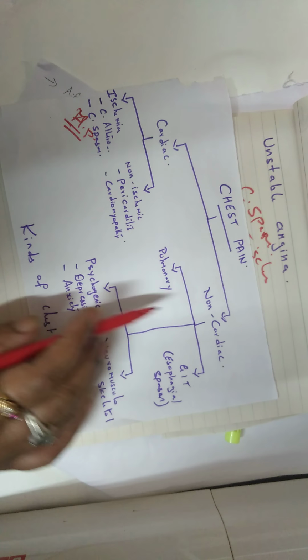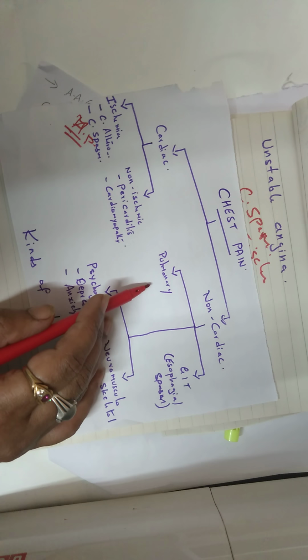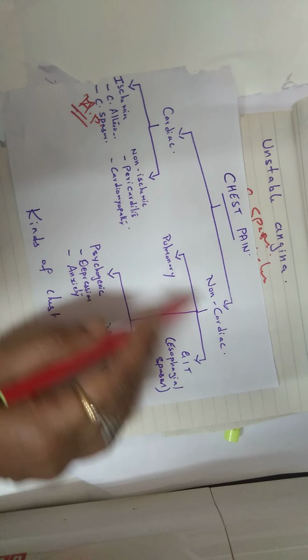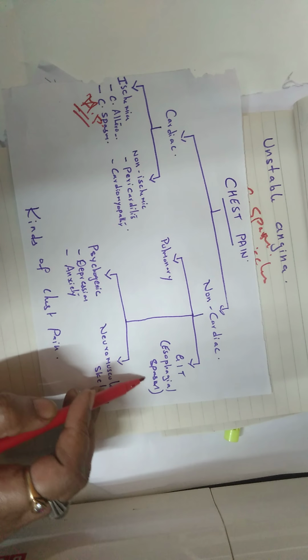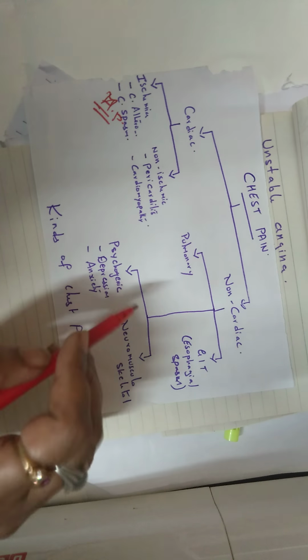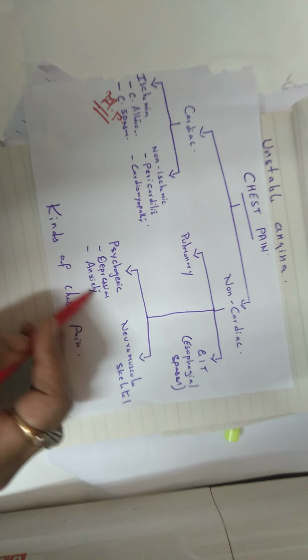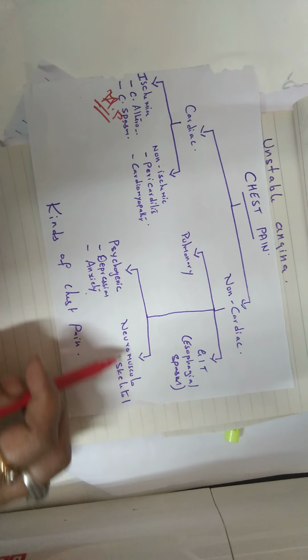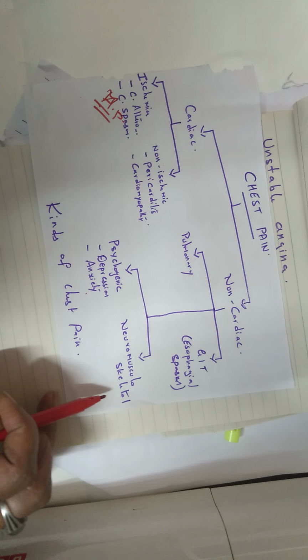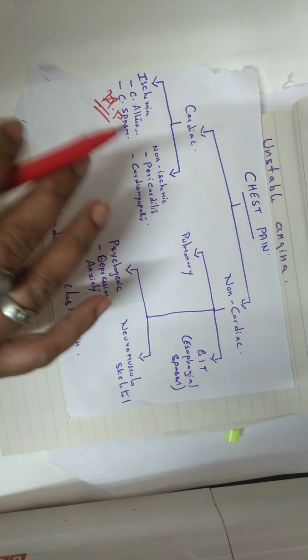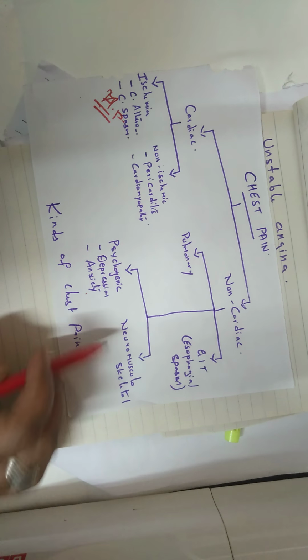Non-cardiac chest pain may be pulmonary, that is, pain related to the lungs, or GIT-related, such as esophageal spasms. We also have psychogenic chest pains, due to depression or anxiety, and neuromuscular skeletal pains. So these are some of the various kinds of chest pains.